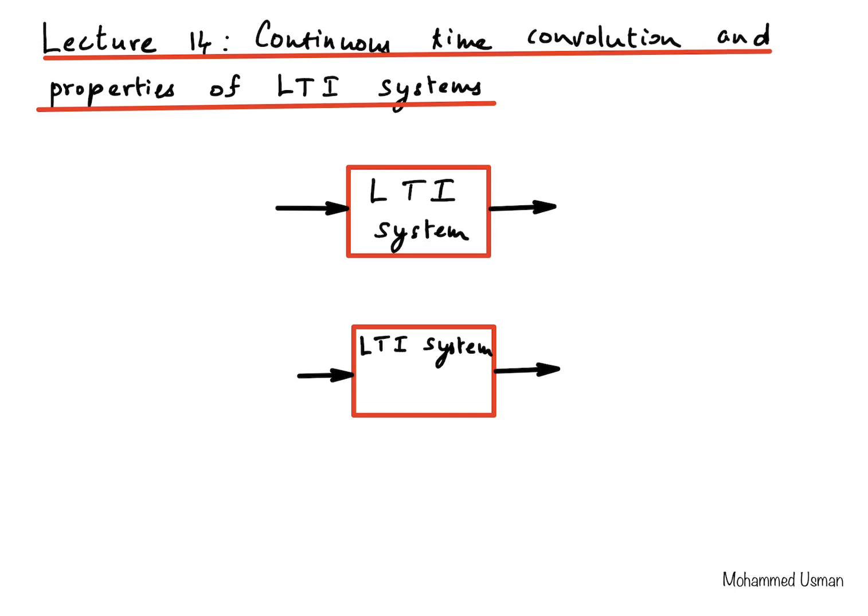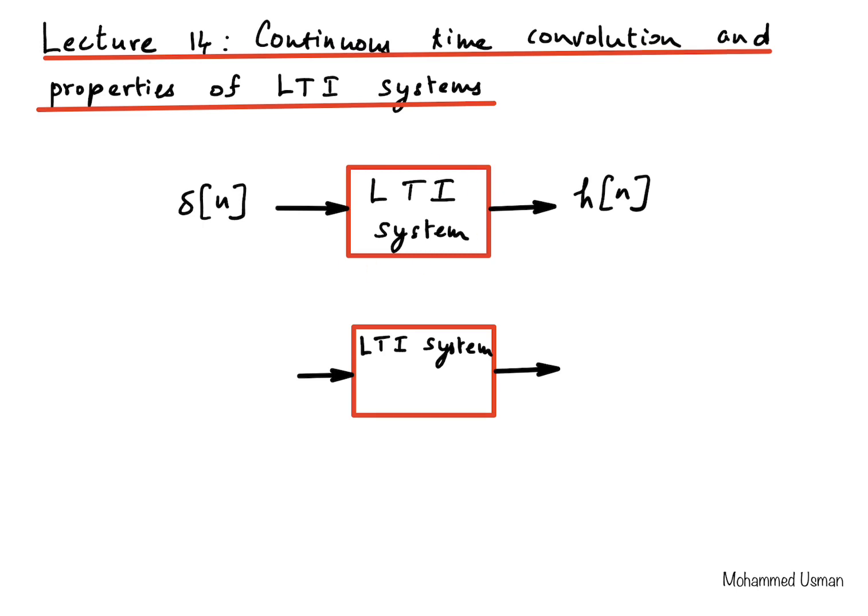Basically, what we did was, if we say that the input to a discrete system is delta of n, which is a unit impulse function, then the output that we get is called the impulse response of the system, which we denote as h of n. And for an LTI system, if we know the impulse response, that is, if we know h of n, then we know everything about the system. That means h of n characterizes the LTI system completely.